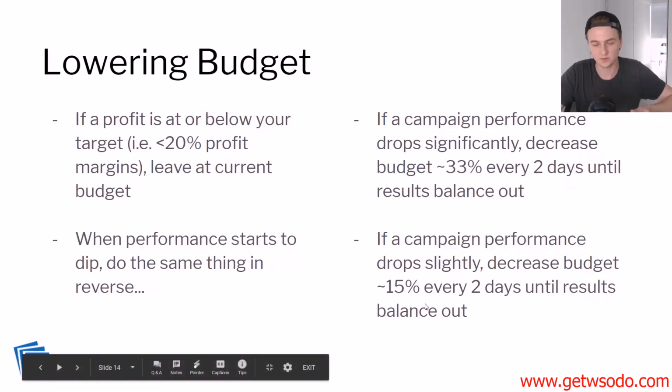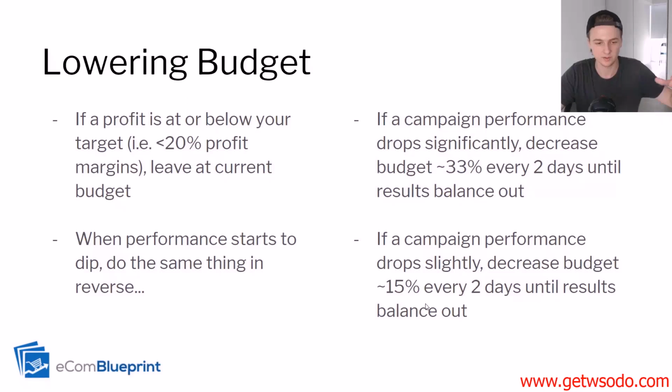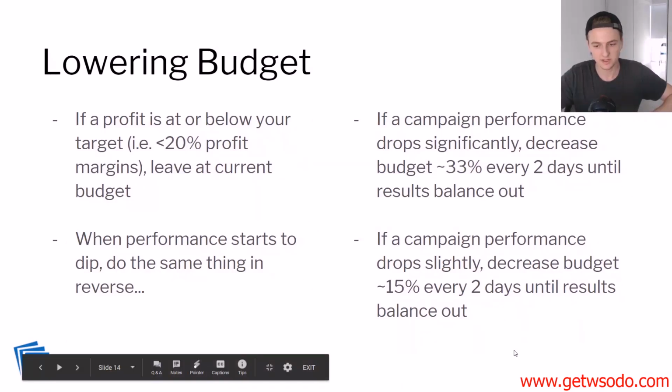So you only need to gradually scale it down to get back to profitability. You don't need to completely pause a campaign just because it's doing bad. If you lower the budget, the auction will get gradually less competitive. And so that's how you manage the budget. You just increase if it's doing well, you lower it if it's doing poorly.